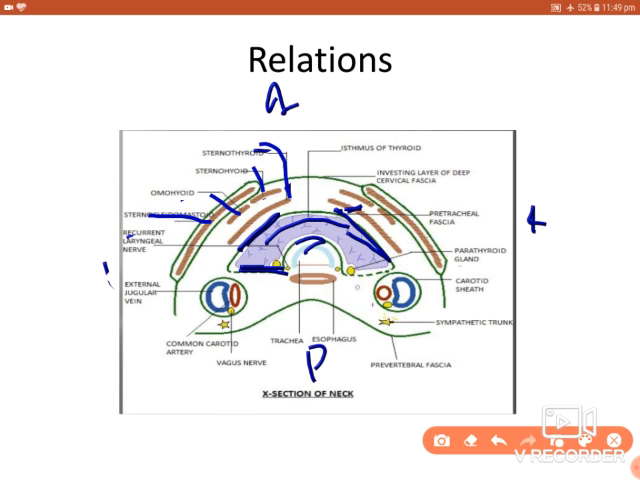Then posterolaterally, it relates to the structures in the carotid sheath. Here you can see the internal jugular vein, then the common carotid artery, then the vagus nerve. Okay, that forms the posterolateral relations. Then medially, here you can see the trachea and the esophagus.